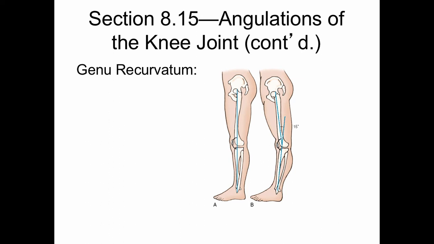Resistance is provided by the passive tension of the soft tissue structures of the posterior knee joint. When this resistance is insufficient, genu recurvatum, or hyperextension, results. Genu recurvatum describes hyperextension of the knee joint beyond 10 degrees in the sagittal plane.